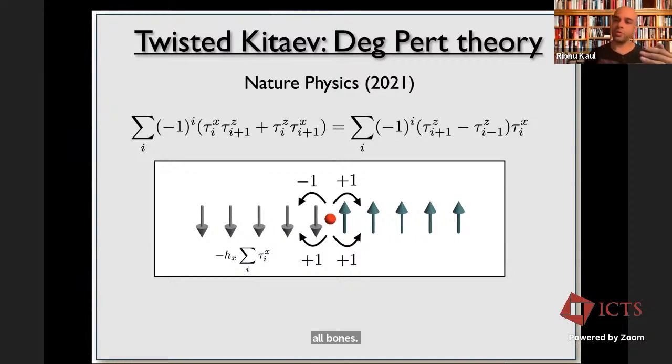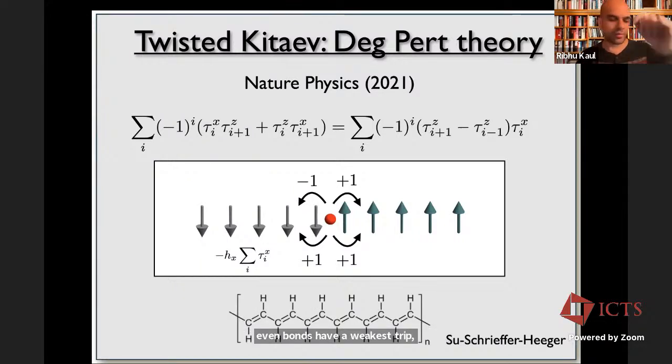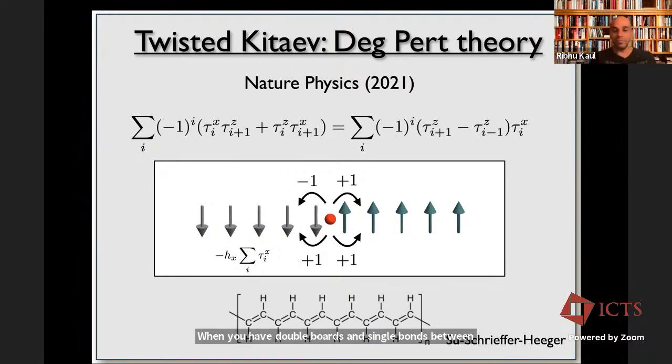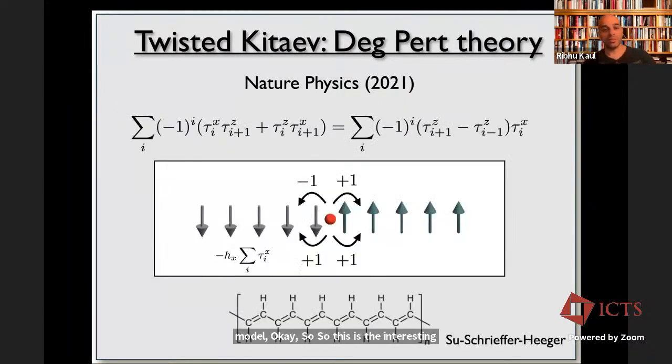Obviously, if you have both this weird exchange and an external magnetic field, then you'll get a sum of minuses and pluses. The odd bonds have a stronger strength of hopping, and the even bonds have a weaker strength. In fact, this is exactly what happens when you learn about polyacetylene in the Schrieffer-Heeger model. When you have double bonds and single bonds between carbon atoms, you have strong and weak hopping. So this hopping model, now we're talking not about hopping of electrons but hopping of domain walls, is very similar to the Schrieffer-Heeger model. So this is the interesting domain wall dynamics that this term introduces.